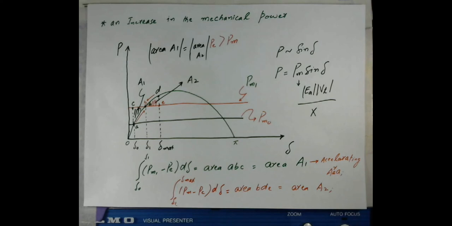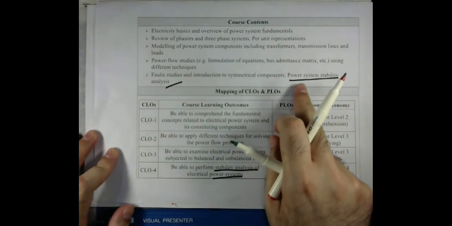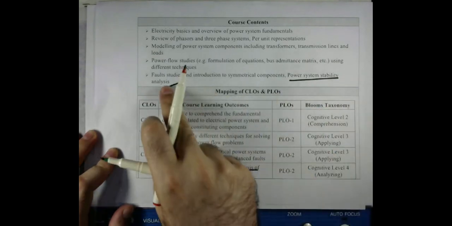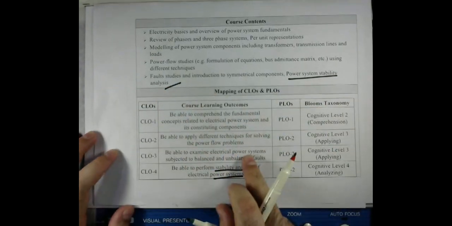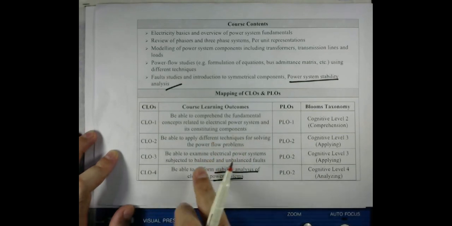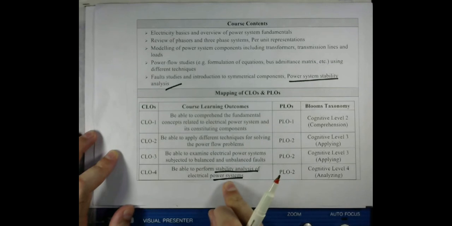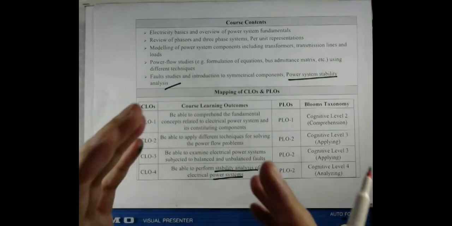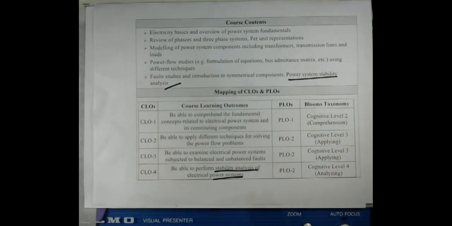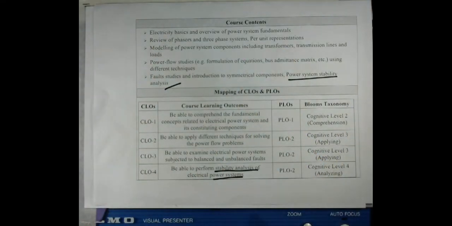So now, once again, going through the course contents, we have now covered the power system stability analysis, and the outcome related to that was that after the completion, the student should be able to perform stability analysis of electrical power systems. So now I hope I have covered some contents regarding the stability analysis, and we have now covered all the outcomes as well as the course contents.